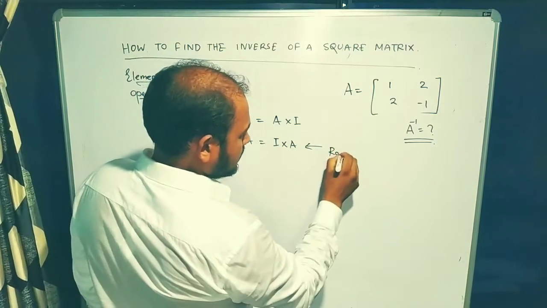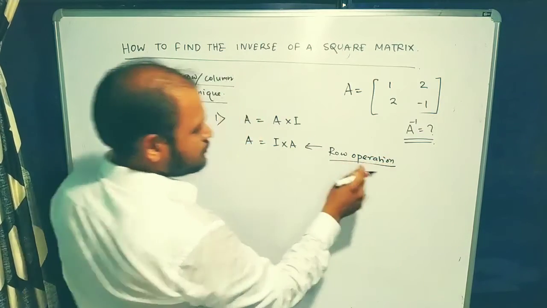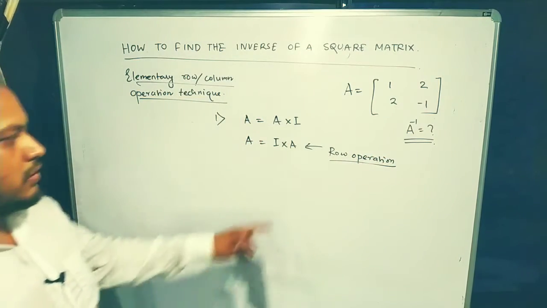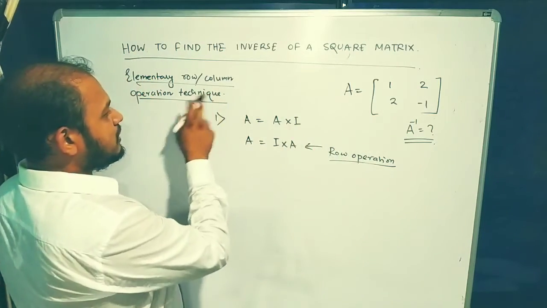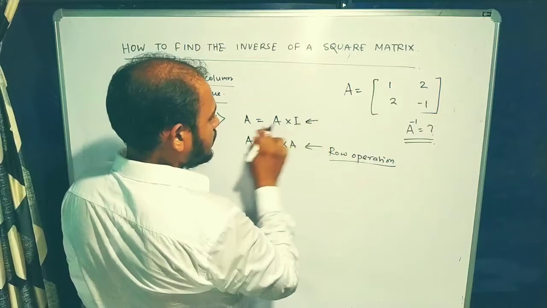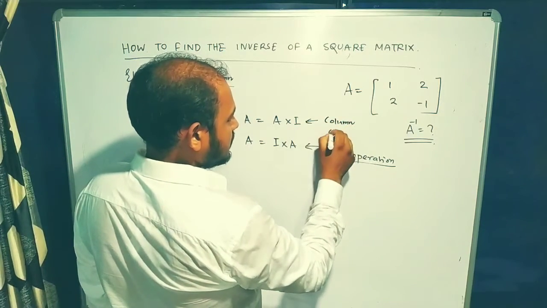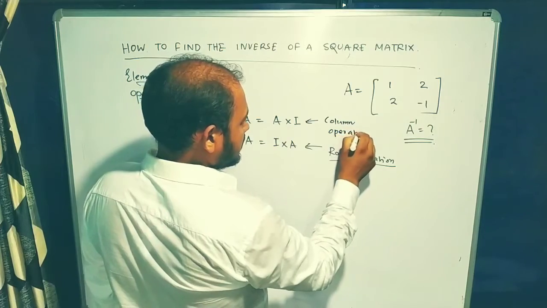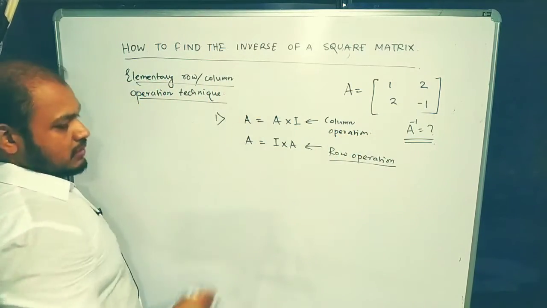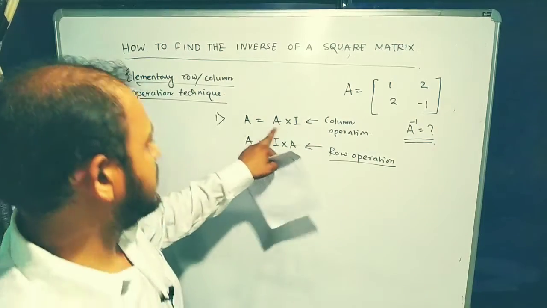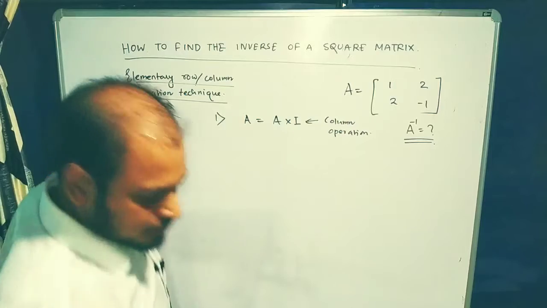So this is only for row operation, the operation that we have solved in the previous example. We were using only the row operation. Now we are interested in using only column operation. So for column operation, we will write this equation. You have to keep this in mind always, that for column operation of finding inverse of a matrix, we use this equation only.